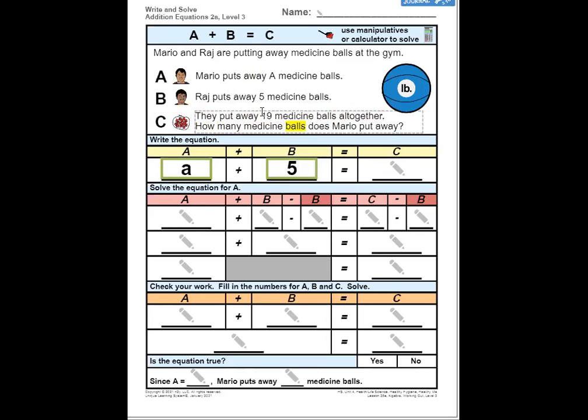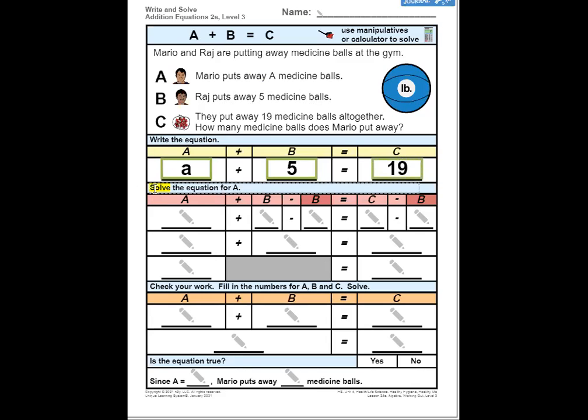How many medicine balls does Mario put away? Ooh, Miss Robin, you need to read carefully. So guys, don't make the same mistake I did. C has been given to us: 19. Okay, so A plus 5 equals 19. All right, that is our equation. That's step 1. We write the equation.